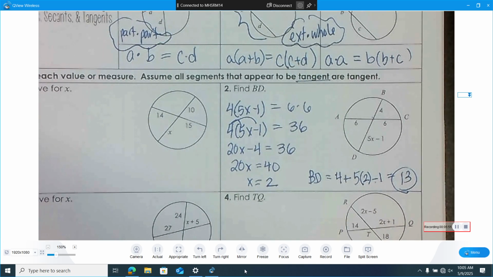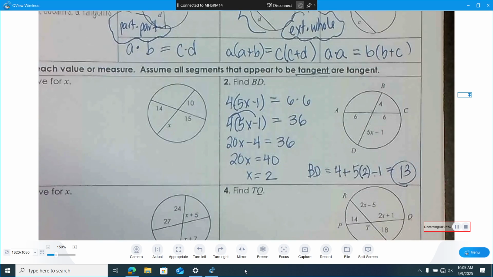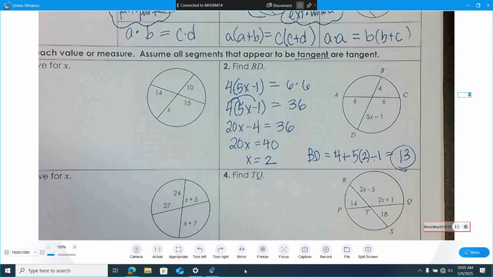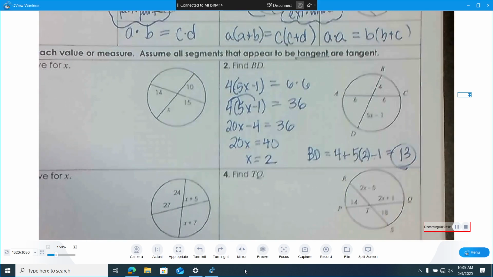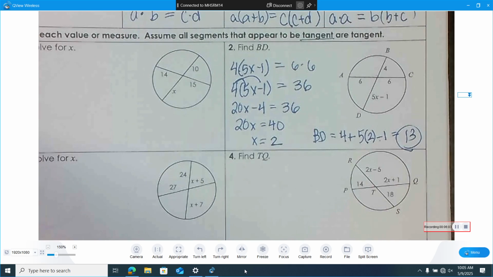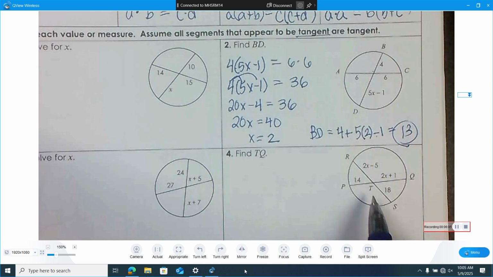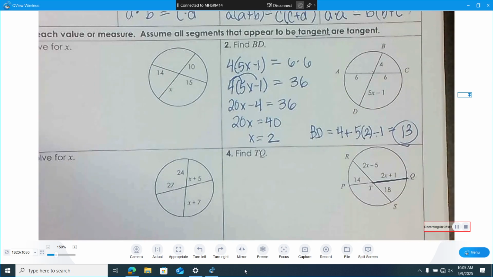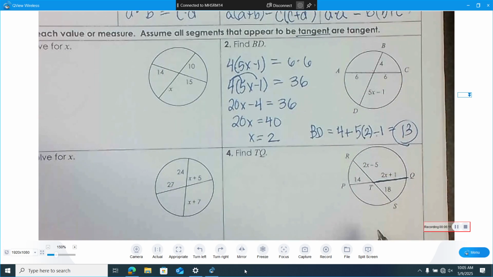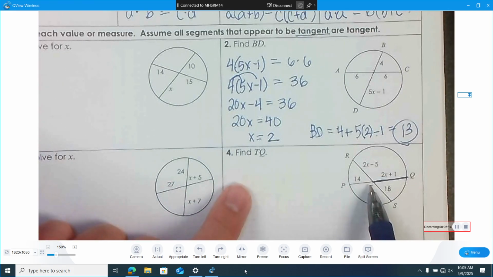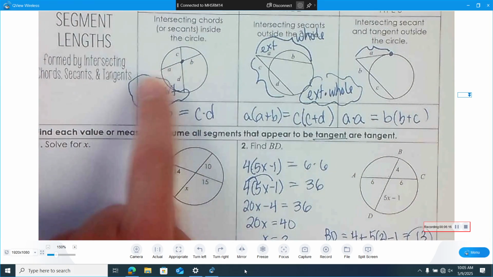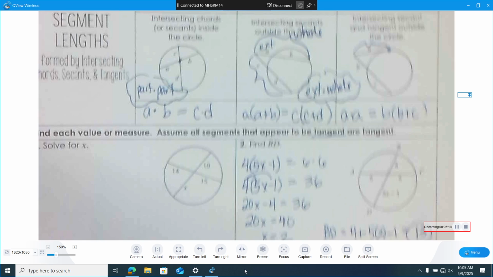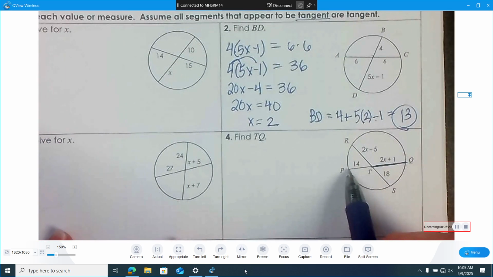Let's look at number 4. And maybe we won't solve this one all the way out, but we'll just set it up. All right, TQ is our goal here. TQ is just this portion we want to find right here when we're done. So just plugging back in to get that. So this again is type 1. So we just need part times part. So let's see, I'm going to start here.